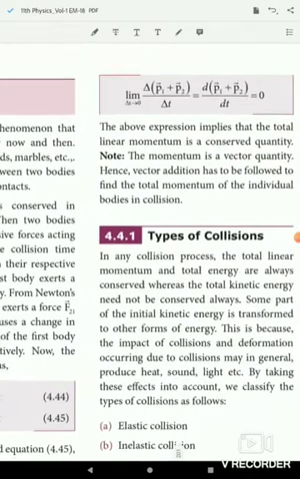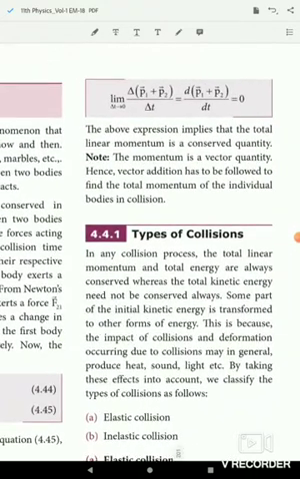So the momentum is a vector quantity. Vector addition has to be followed to find the total momentum of the individual bodies in collisions. Okay, do you understand this one?